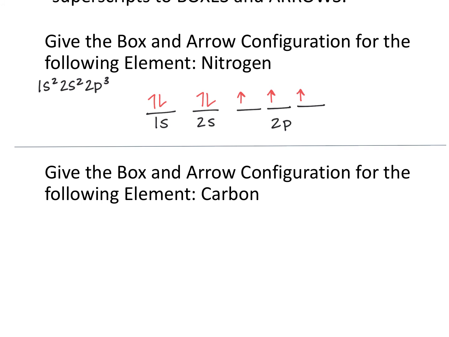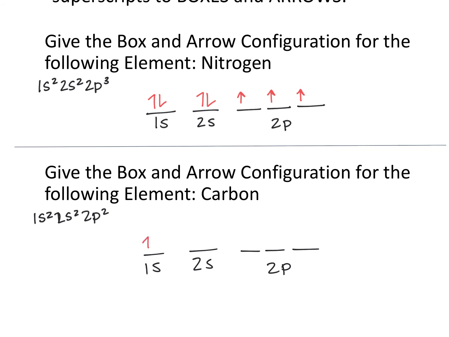Just like before, I'm going to do my configuration. So carbon is full at 1s. At 2s it is full, and at 2p I am 2 in. Just like before, I'm going to give the boxes, and I'm going to make sure that I label them. Okay, and I'm going to do my arrows.